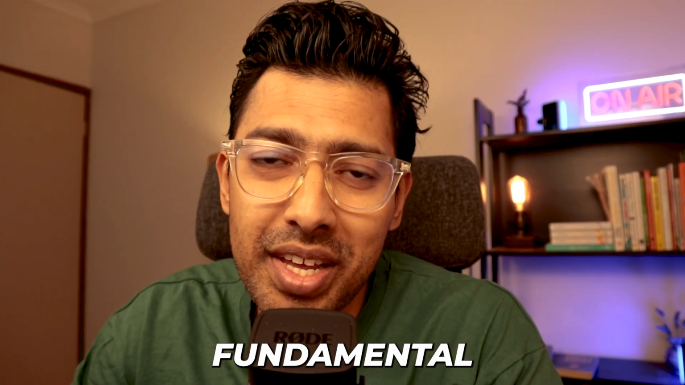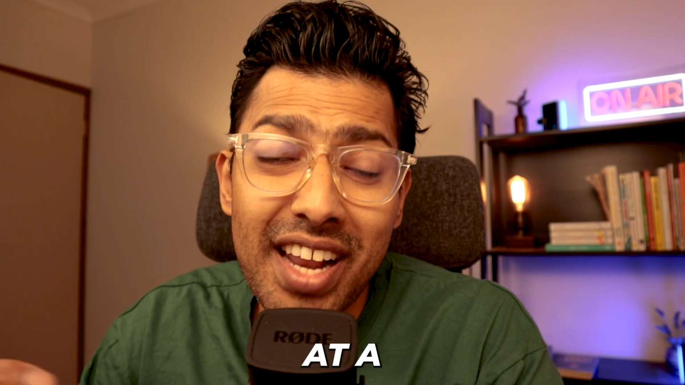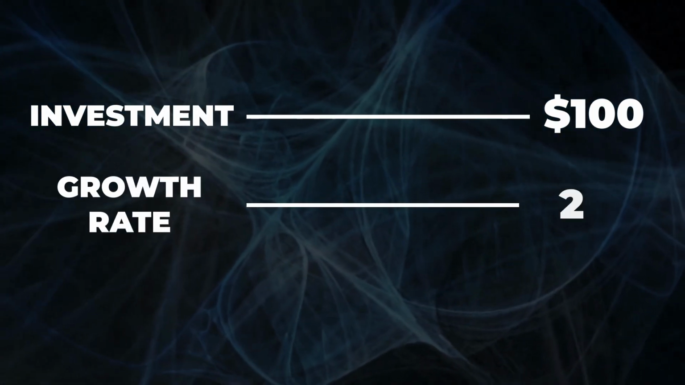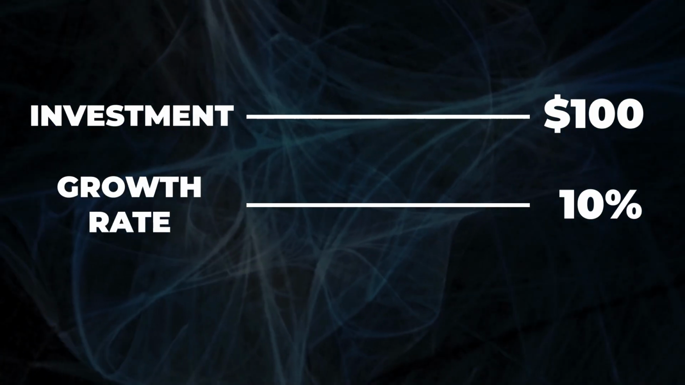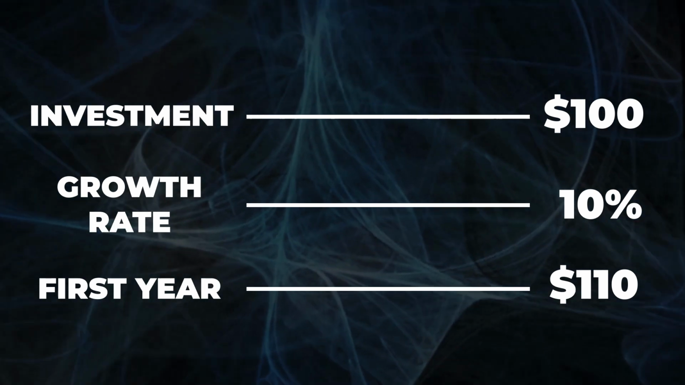Well, the basic fundamental is your capital is growing at a certain growth rate, right? But the biggest difference is that the growth rate is established at a new level. Now, what do I mean by that? Let's jump into the spreadsheet and you will get the complete picture of what I mean. Say you start your investment with $100 at a growth rate of, let's say, 10%. So at the end of the first year, you'll have $110.